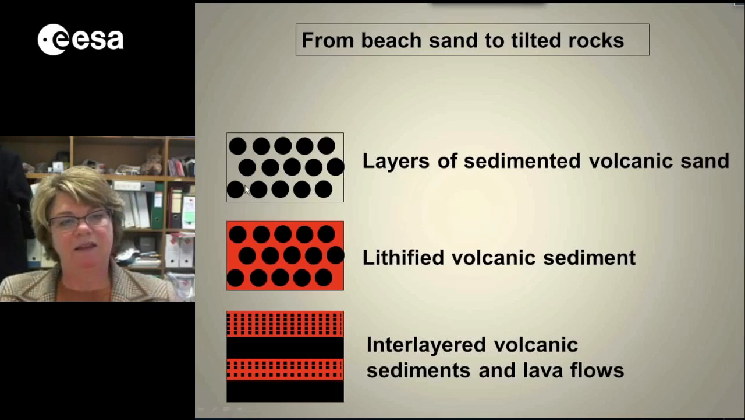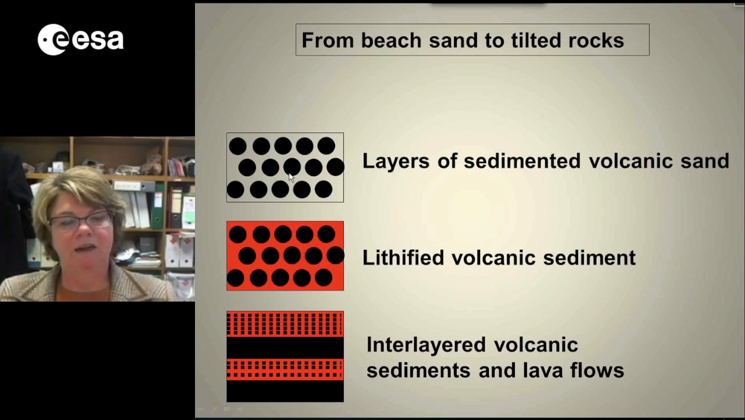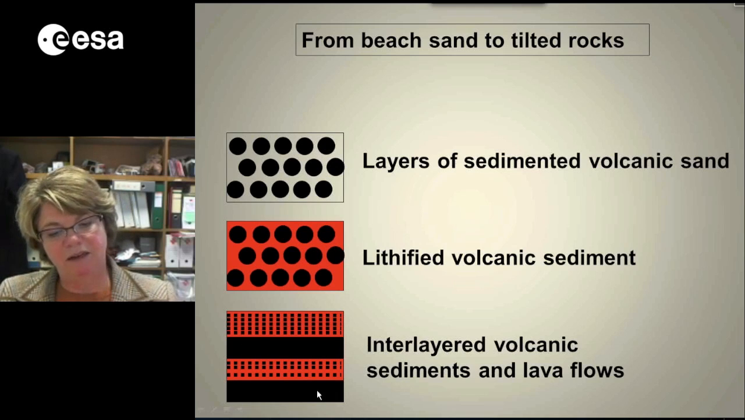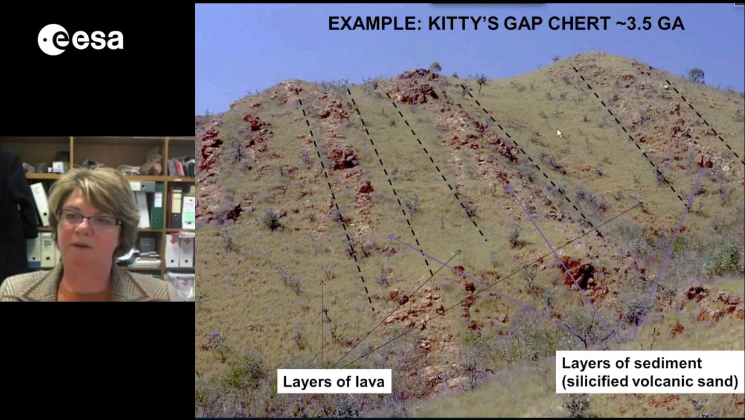This, another one of my sketches, is supposed to represent the layers of sedimented volcanic material, the sedimented sands, the black sands. These black sands then become lithified, and they are overlain by layers of lava. So you have alternately layers of lava and layers of sediment, layers of lava and layers of sediment. These layers are then tilted tectonically, and this is what we end up with.